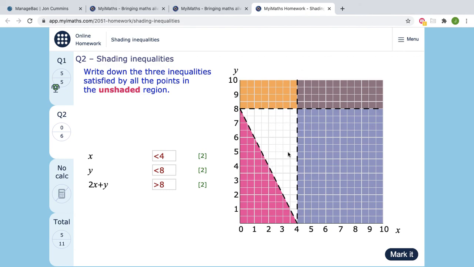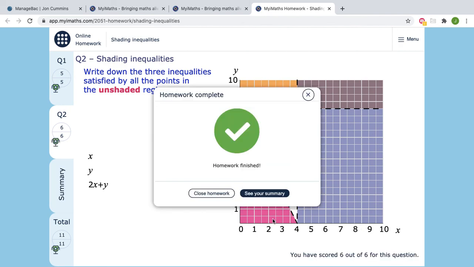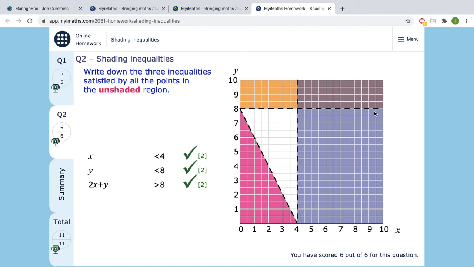The unshaded region satisfies all of those inequalities, and the bits that have been shaded off are the bits that don't satisfy all of those inequalities. So the region we're left with satisfies all three inequalities. Let's mark it, and we seem to have got them all right.